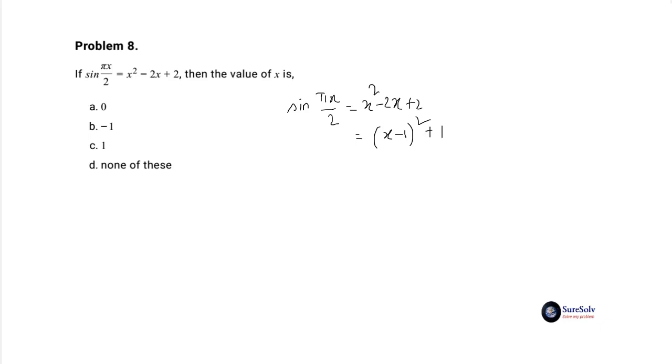For any real value of x, the square of some term will be positive, and it will make the value of the RHS larger than 1. This is not possible for any value of a sine function which is the LHS of the equation. So, the square term must be 0 and x equal to 1.